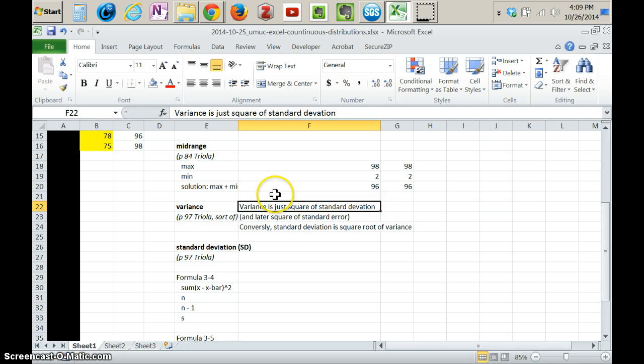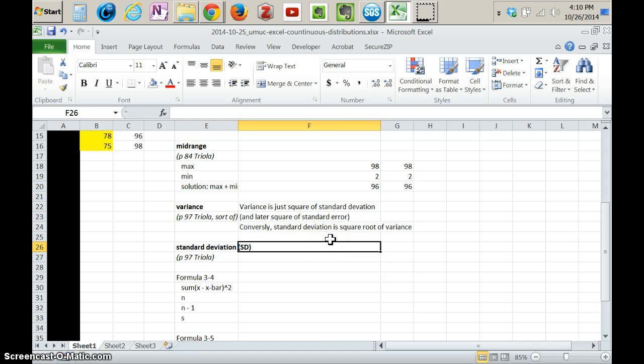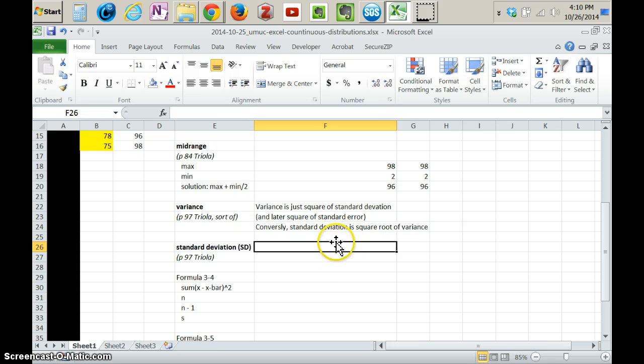So I wanted to talk about it just briefly. And the way that they're related is that the variance is the square of the standard deviation. And conversely, the standard deviation is a square root of the variance.